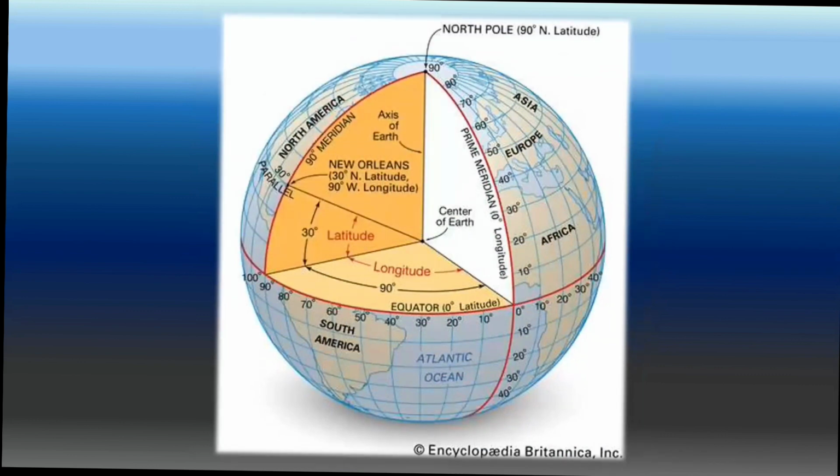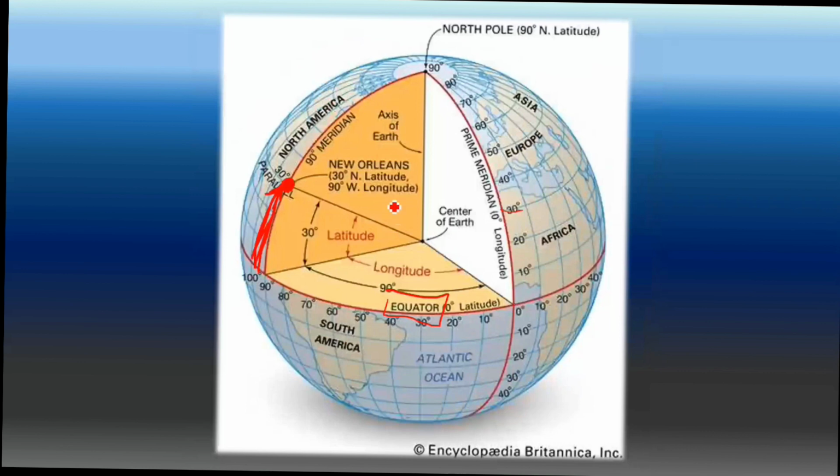We have another one here. In this illustration, we have New Orleans. New Orleans is here. Where is the equator? This is the equator, which is 0 latitude. Measuring from the equator towards New Orleans, it is 10 degrees, 20 degrees, 30 degrees. So it is 30 degrees. Therefore, the latitude of New Orleans is 30 degrees north.